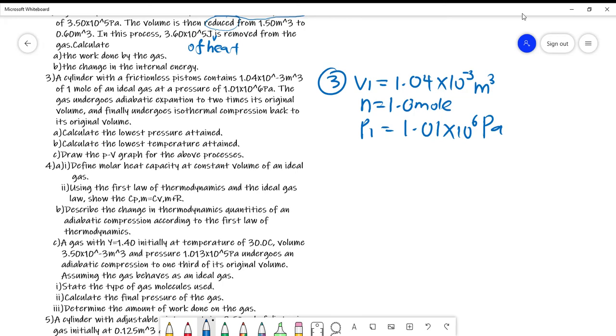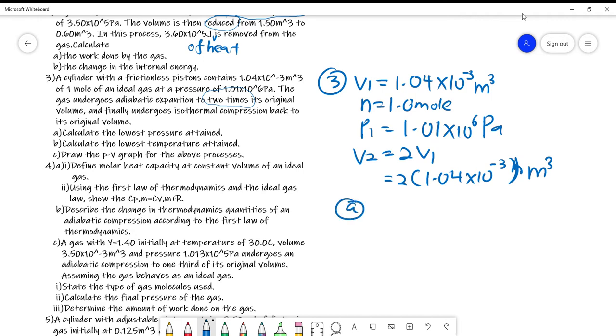Okay, so my V2, I can say that is actually 2 times its initial volume, which is 2V1, which is 1.04 times 10 to the power of negative 3, never mind, meter cube. Okay, and finally undergoes isothermal compression back to its original volume. So calculate the lowest pressure attained. So what will be my lowest pressure?